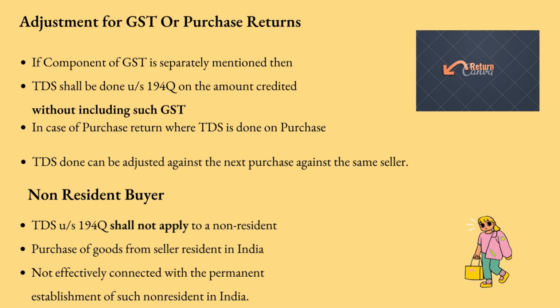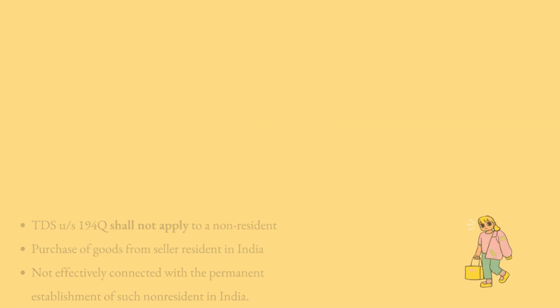So for example, a person in the US purchases goods of a value exceeding 50 lakh from a seller resident in India. Section 194Q of the Act is applicable only when such a non-resident has a permanent establishment in India. Otherwise, Section 194Q is not applicable to such non-residents.